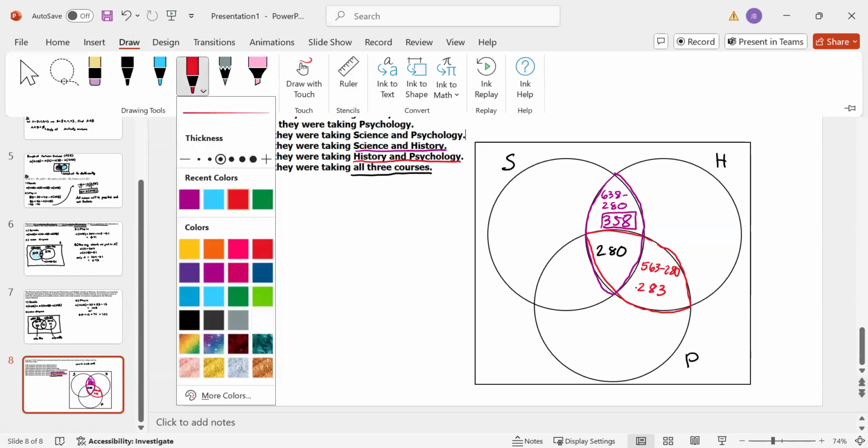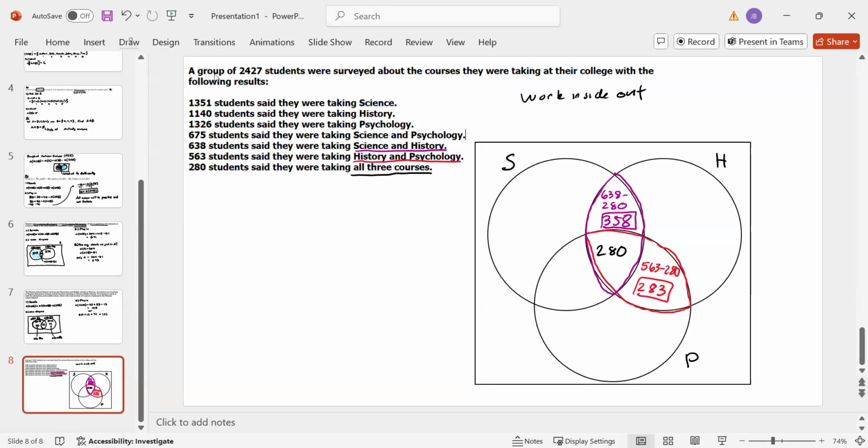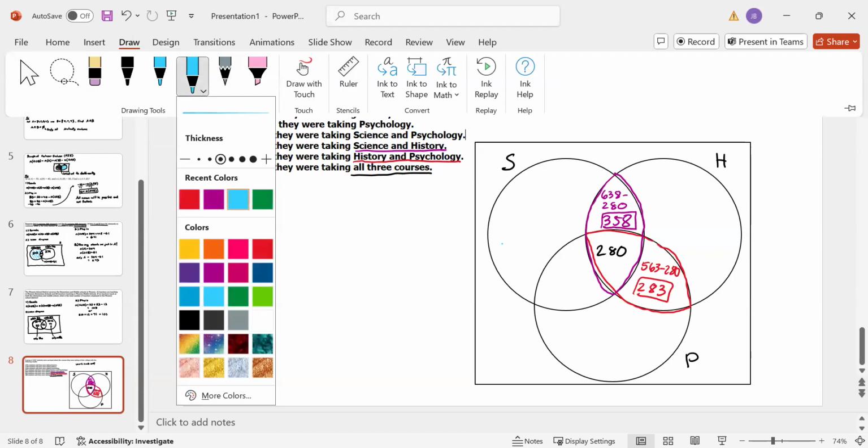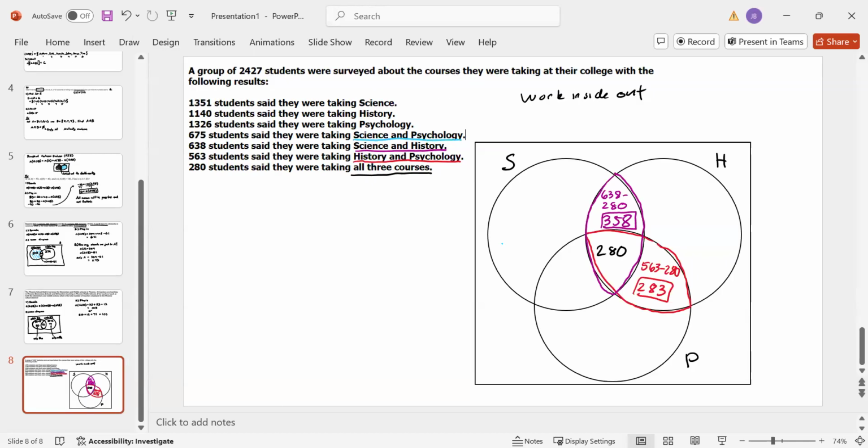And then I just keep going in this circle. So then we go to the next one, and the next one says science and psychology. So that's going to be this one right here. So we do 675 minus the 280, and we get 395. And there it is. And then now I know how many students took science, history, and psychology.